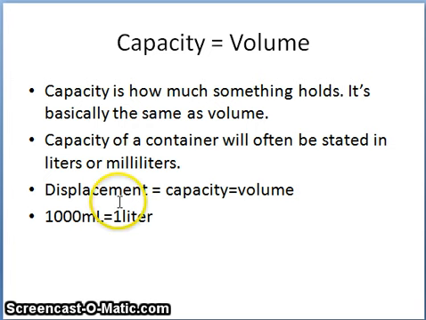You'll also hear the term displacement. Displacement is really also the same thing as capacity or volume. Displacement generally refers to how much water you would displace if you were to submerge the object.